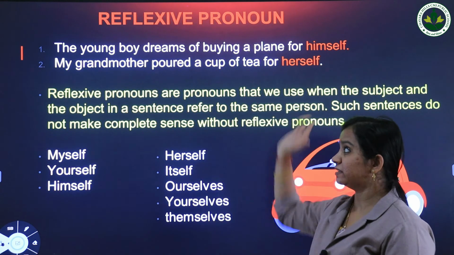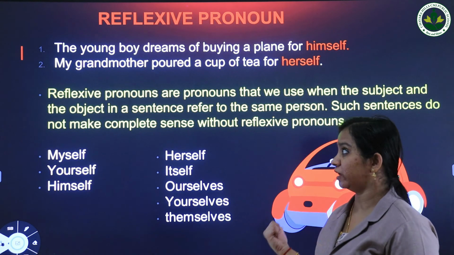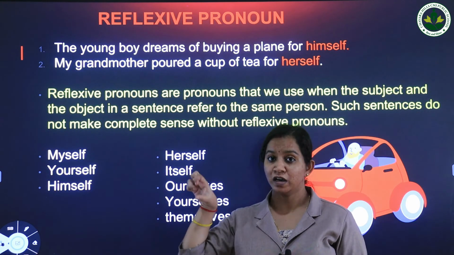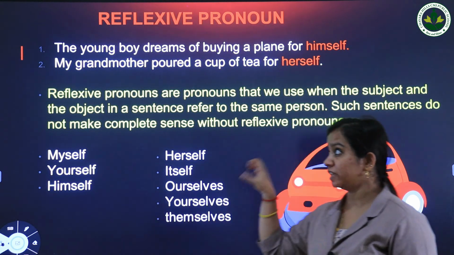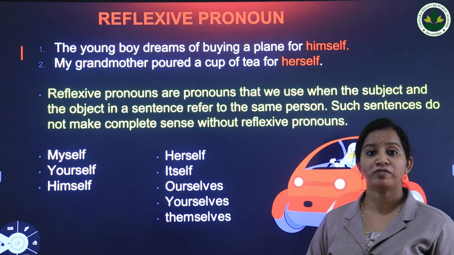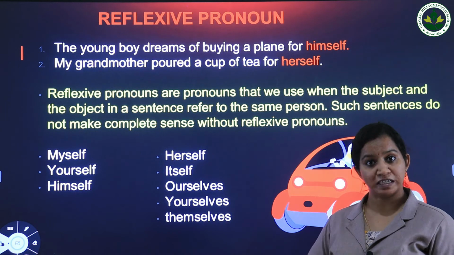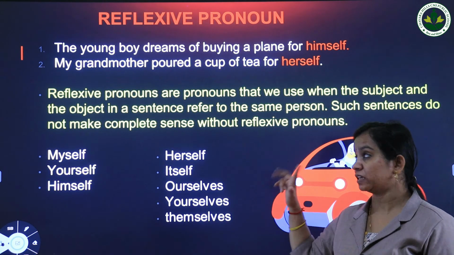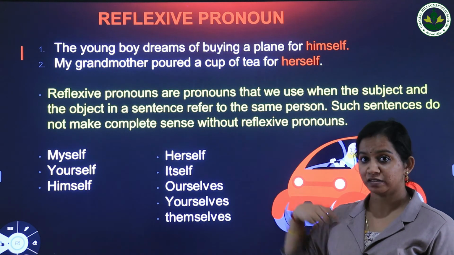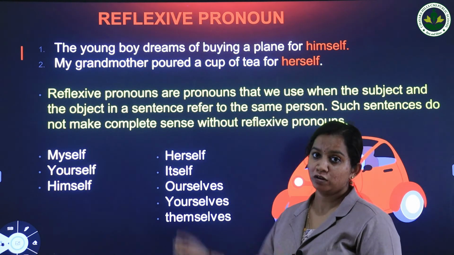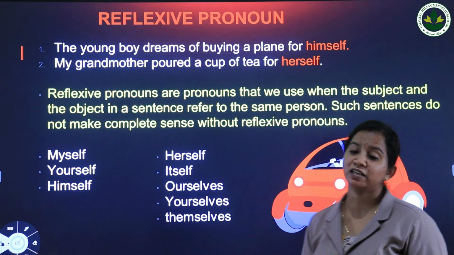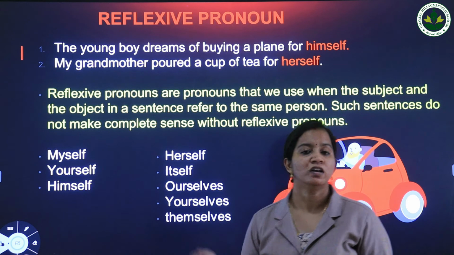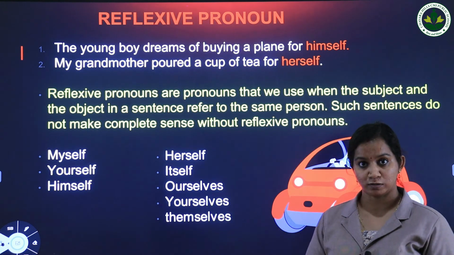In the second sentence, grandmother poured a cup of tea. Here grandmother is the person who is doing the action, hence grandmother is the subject, and she is pouring a cup of tea for herself. So she is the ultimate one who is receiving the action. What is the action? Pouring of tea is the action that is being performed. She is going to drink the tea, nobody else. So she is receiving the action. So she is the object also.